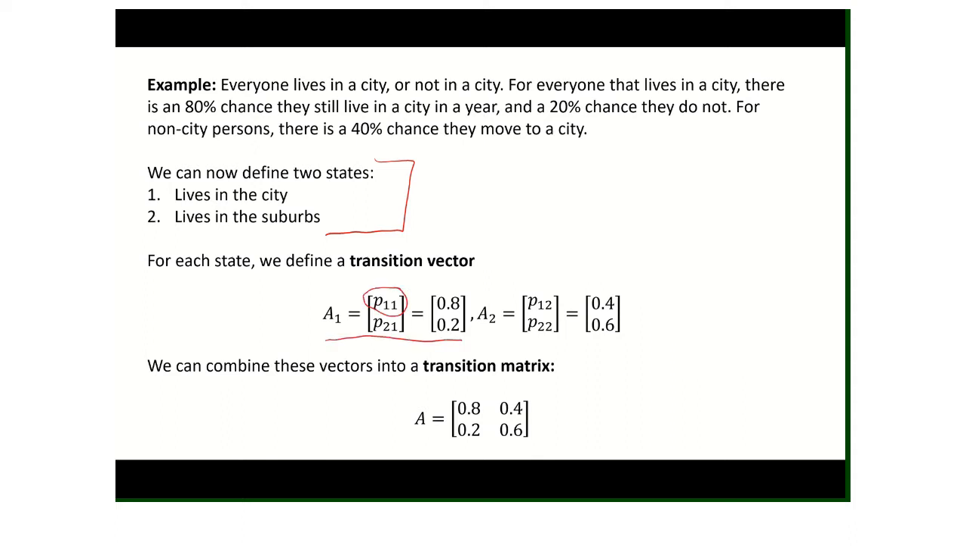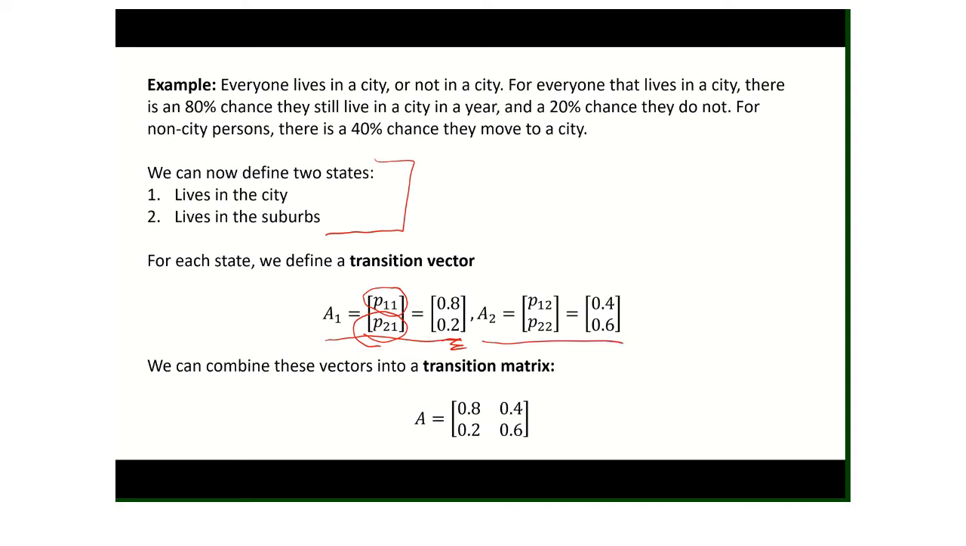P11 is the probability that you go from state 1 to state 1. In other words, that you stay in a city. P21 is the probability that somebody goes from state 1 to state 2. So lives in a city and transitions to living in a suburb. And you can see the vector that you get from the numbers we were given.